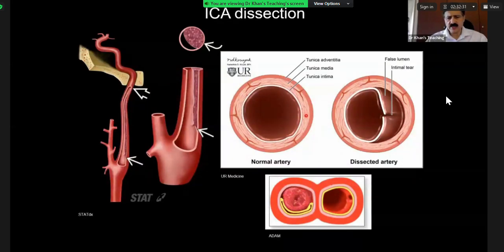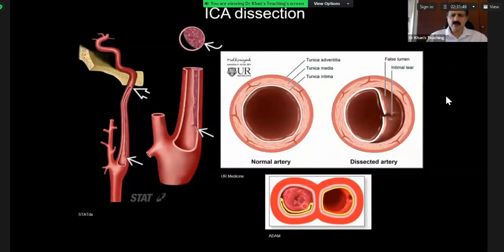Now, if you see this diagram, it tells you what happens. Go back to the normal anatomy. We have intima, media, and adventitia. There is a defect or a tear and then blood goes here. So there will be a false lumen and a true lumen. Within the false lumen, the blood is so much that it completely compresses the true lumen. That tells you dissection can give you a finding where there will be complete occlusion of the artery.